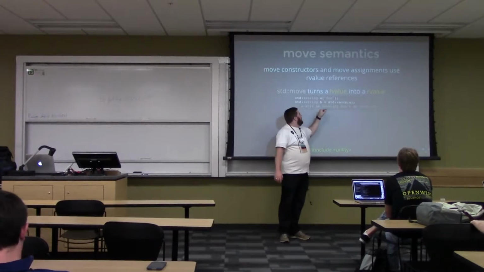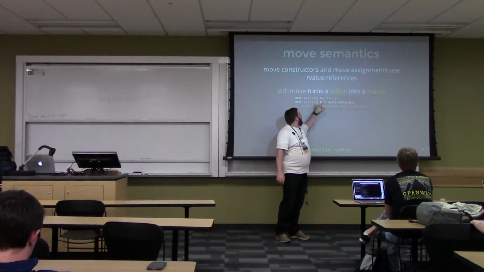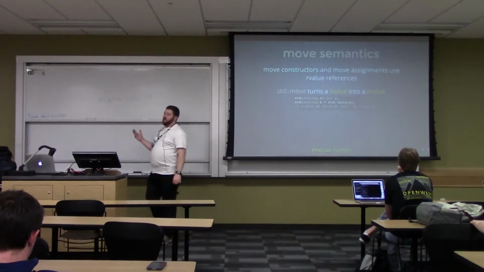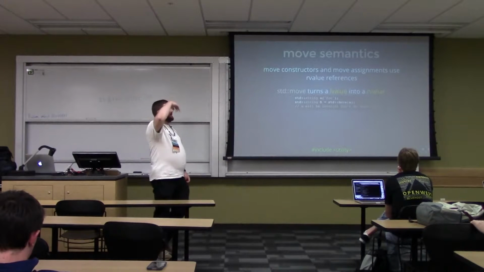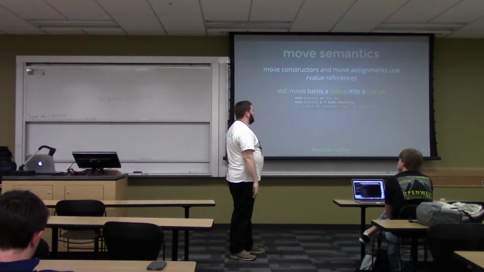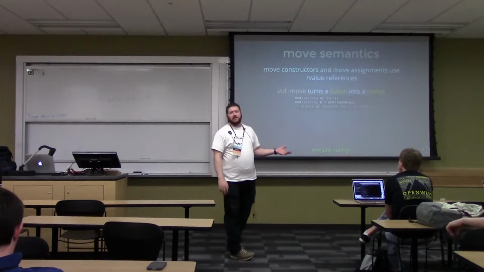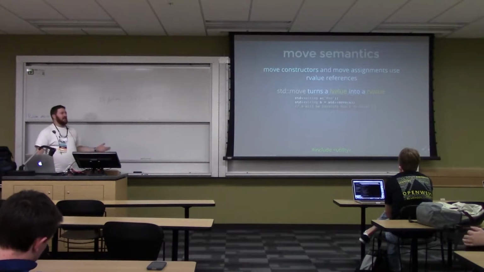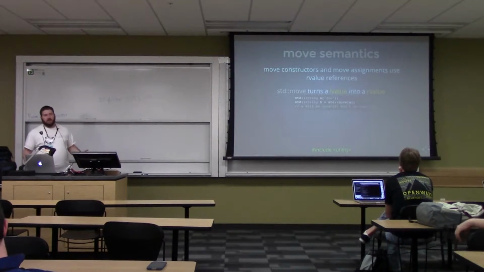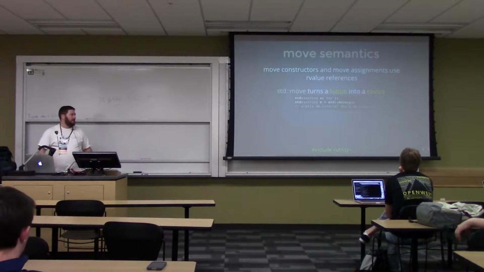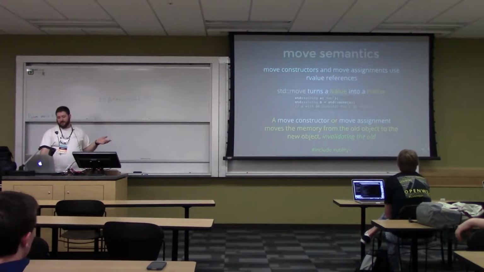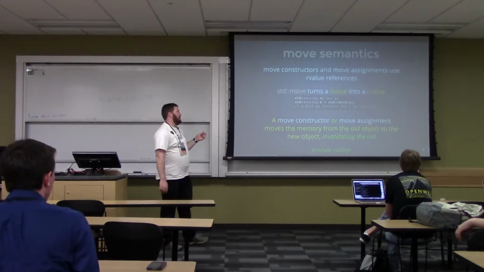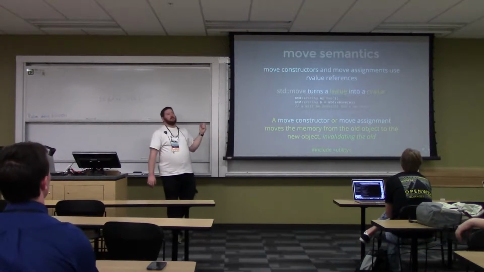So if you do this, after this one, A is probably going to be in an invalid state, because it cast A as an R value when it assigned it to B, and standard string has an R value move constructor, which will move the contents of the previous one to that one. Most likely, I would guess that A is going to end up being an empty string after that, but I haven't actually executed it to test. But it's a much more complicated subject than I'm going to have time to go through right now. But those are move semantics. A move constructor and move assignment moves the memory from the old object to the new object, which invalidates the old. It's worth reading.